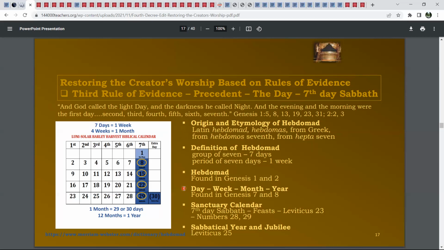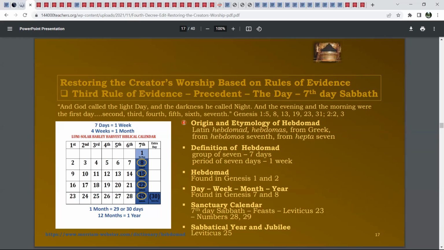Also, another important point that we will be establishing with the verses is that in Genesis chapter 7 and chapter 8, you will find the day, the week, the month, and the year also established. So we also have, of course, the sanctuary calendar, where we will be looking at the book of Leviticus and the book of Numbers, and the sabbatical year and the Jubilee. So we have a lot of witnesses here to show you, and this, in fact, helps us to establish if a year is common or embolismic.